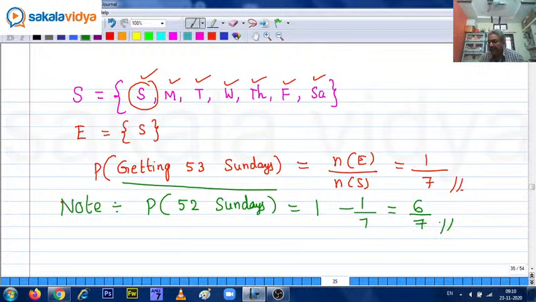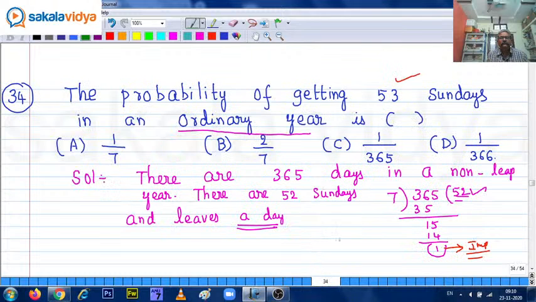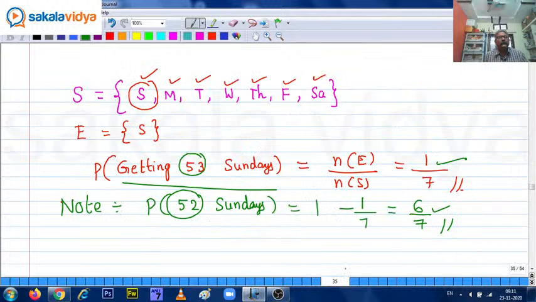Not only Sunday, for any day, either Monday or Tuesday, any problem, you can write without paper and pen. 53 means 1 by 7 in a non-leap year. 52 means you can remember 6 by 7. That's all. For 53, you just check in a non-leap year, 1 upon 7. For 52, 6 by 7. You remember like this. A is the right option.